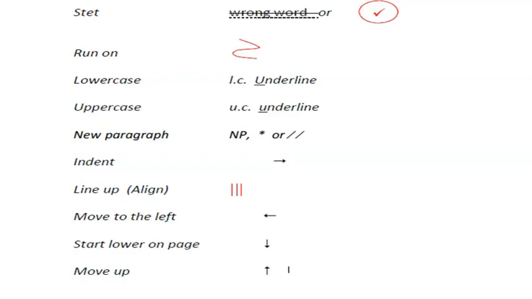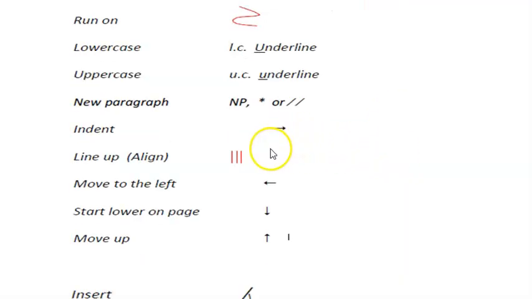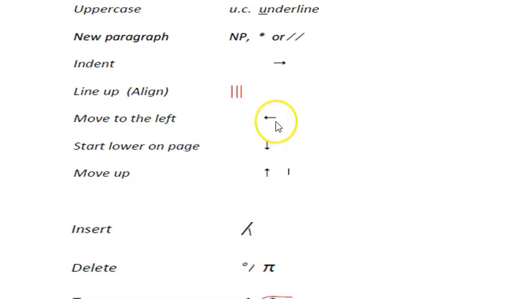There are various ways of abbreviating or using the manuscript sign for new paragraph, right? We can use NP, we can use this asterisk here, or we can use two forward slashes, to symbolize new paragraph. We have this arrow to say that whatever is there should be indented. We have three lines to say that these things should be lined up, right? Lined up means get everything in that line, straight line. Move to the left, this arrow. Start lower on the page, all right, and then we have move up, the arrow showing upward.